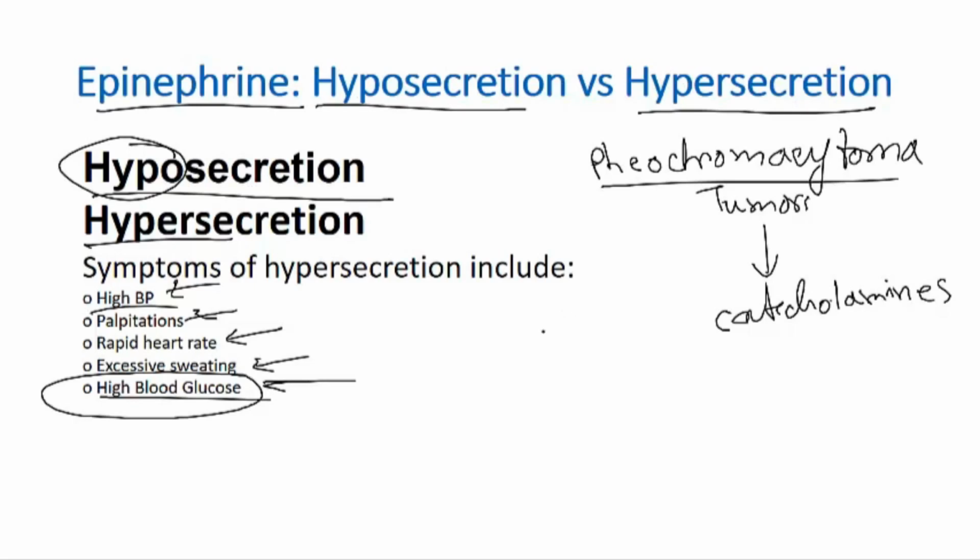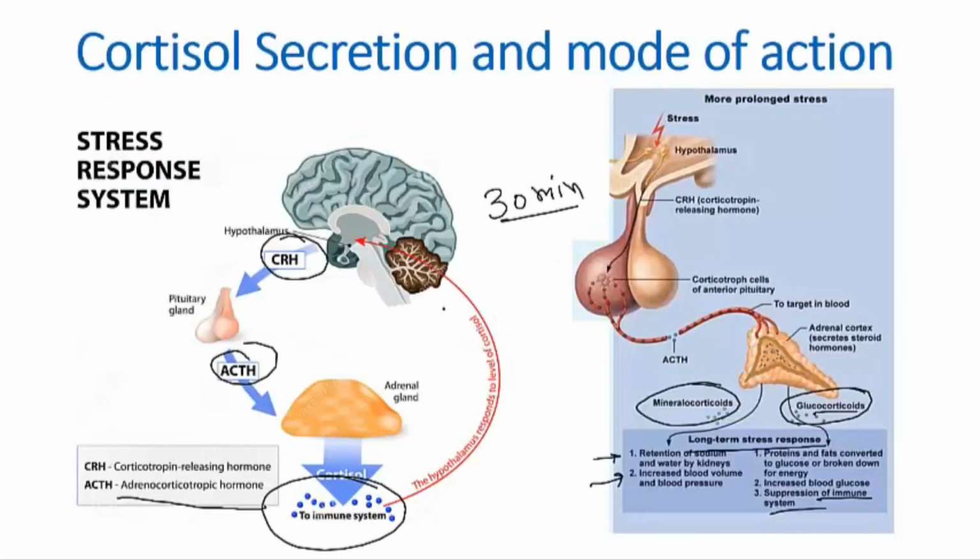Now this is a rare condition, and this is usually treated with surgery. With that, normal adrenal medulla function resumes. Now if you look at the same situation, and if there is hypo and hyper secretion of cortisol, what will happen?